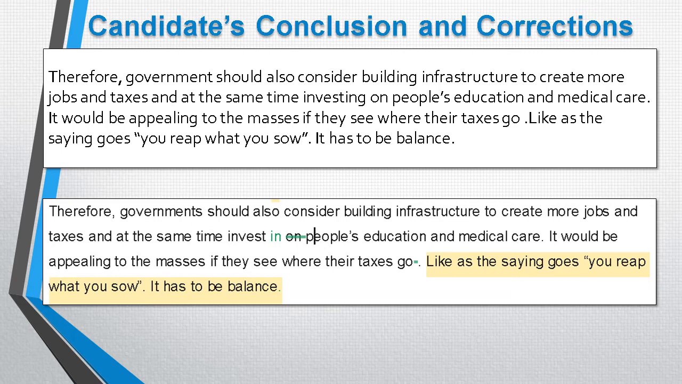They're saying, therefore, government should also consider building infrastructure to create more jobs and taxes, and at the same time investing on people's education and medical care. So they're saying they need to do both. Whereas in the first paragraph, they were just saying they need to spend money on sports, stadium and arts. So it's as though they've changed their opinion during the essay.